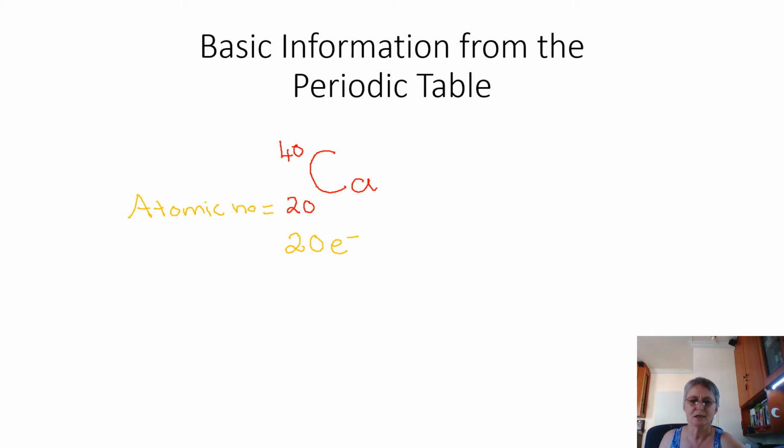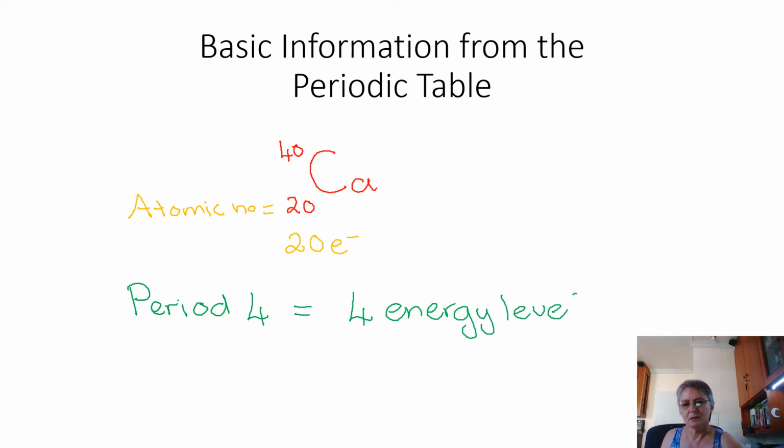The second thing that is important is the period in which you will find the element. Calcium is in period 4. Now this information tells you that there are 4 energy levels with electrons.